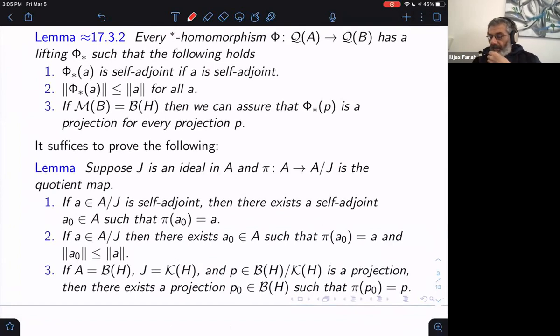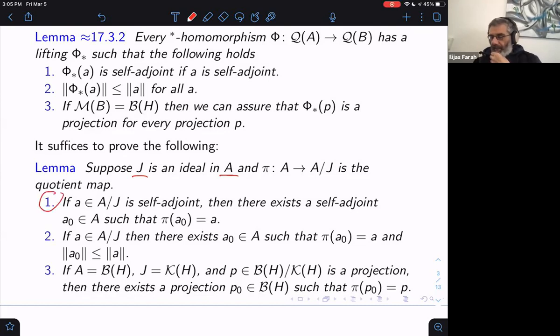If A is a C*-algebra, J is an ideal, and remember, as always, ideal means a two-sided, norm-closed, self-adjoint ideal. If a is an element of the quotient and it's self-adjoint, then it can be lifted to a self-adjoint element a0 of A, so that the image of a0 is equal to a.